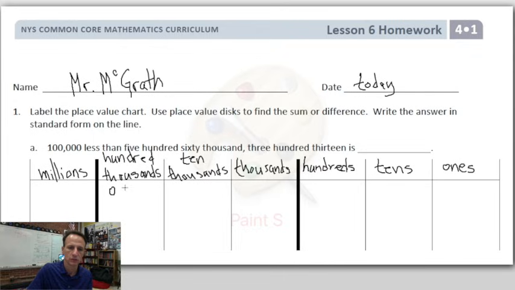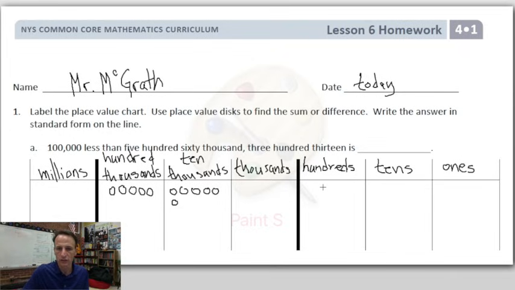1, 2, 3, 4, 5. There's the 500,000. And then we need 60,000. So in the 10,000s place, we're going to have 1, 2, 3, 4, 5, 6. Notice there are no thousands. It's just 60,000, not 63,000 or 65,000, just 60,000. So we skip the thousands place, go right over here to 313.